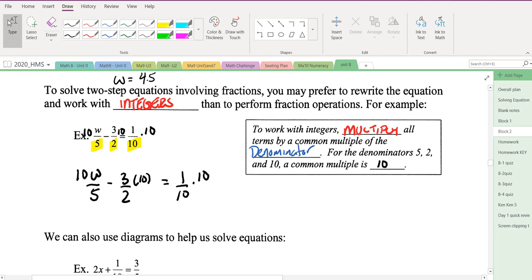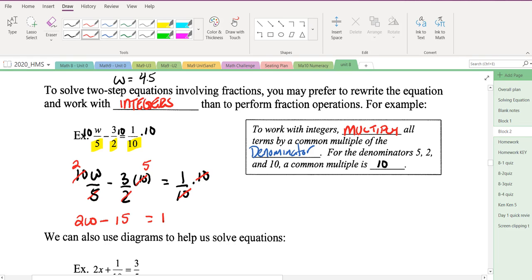Okay. Then you look at the denominator, look at the number we just multiplied, and simplify those. 5 can go into 10 two times, so we can rewrite this as 2w. 2 can go into 10 5 times. So we have 3 times 5 on the top, which is 15. And there was a negative sign, so it was negative 15. Then we had a 10 and a 10. They cancel each other out. We're just left with the 1. It's not 0, it's 1.